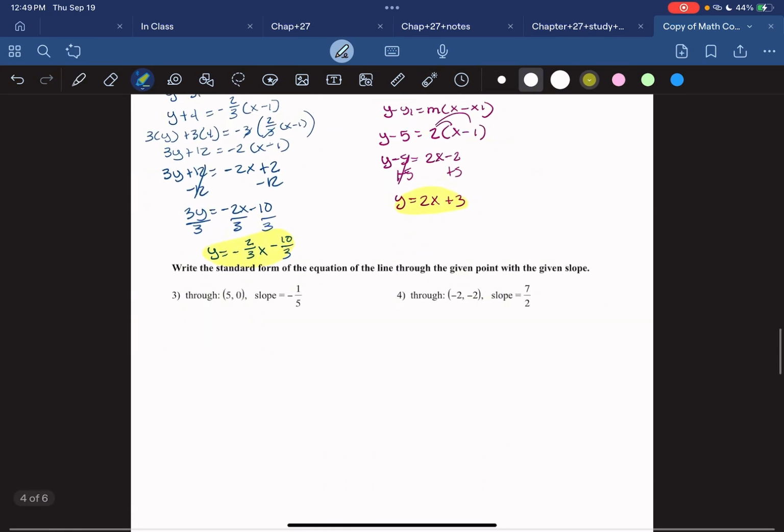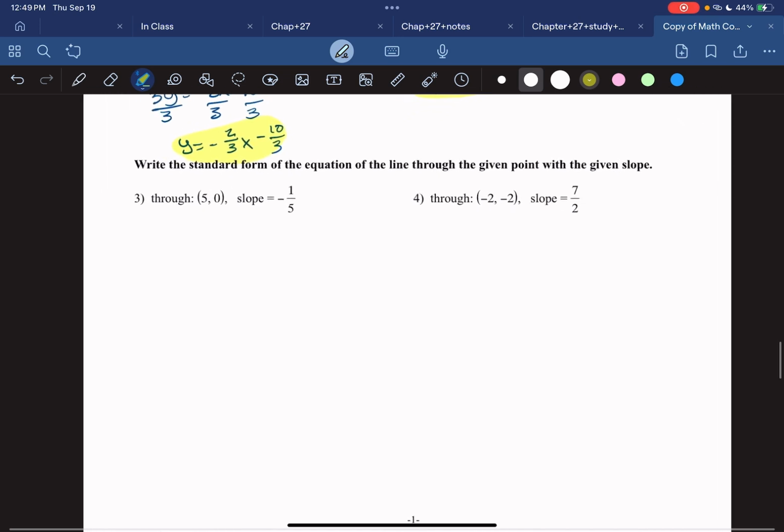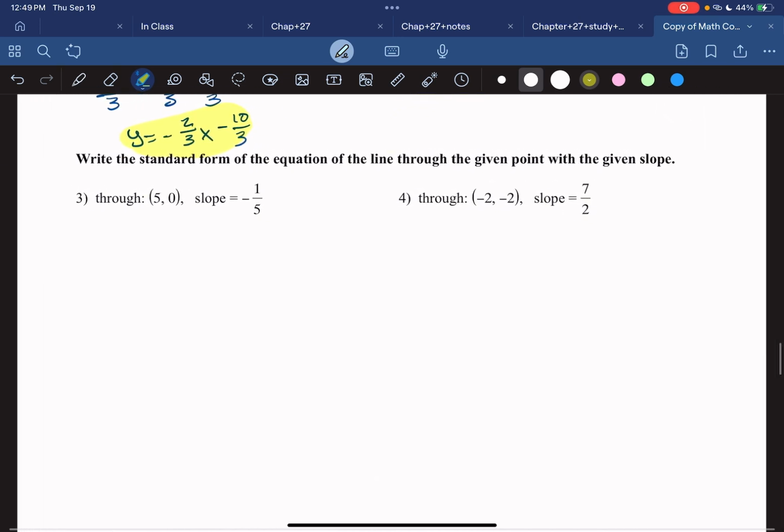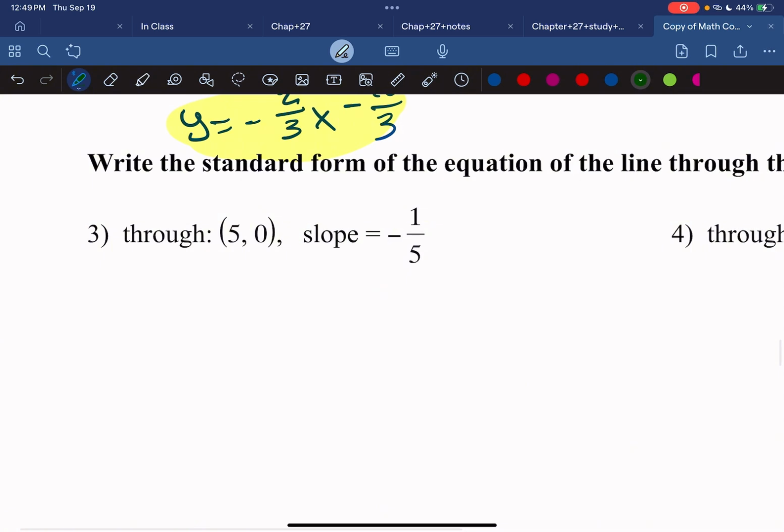Let's go to number 3. Write the standard form of the equation of the line through the given point and the given slope. What is standard form? Let's do green. Standard form is ax plus by equals c. We're given some coordinates and a slope.